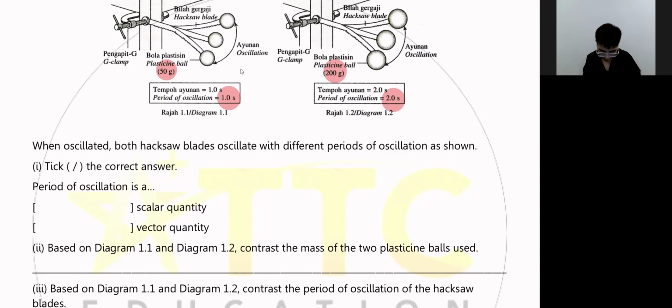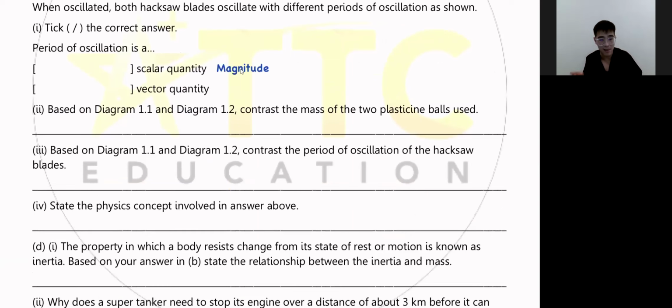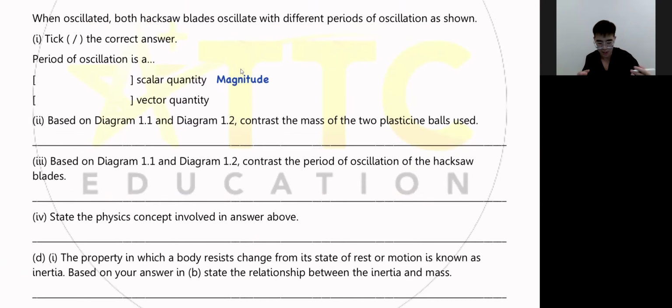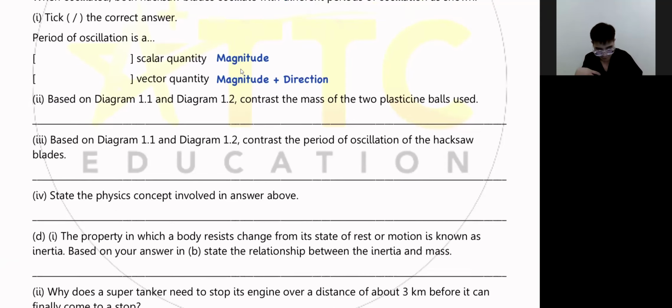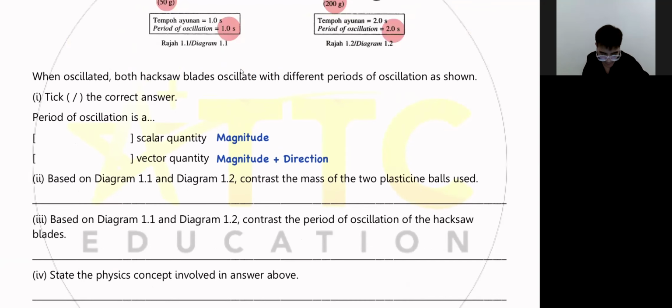Scalar quantity means a quantity that comes with magnitude. Magnitude means number. So whatever quantity comes with a number only is called a scalar quantity. The other one is called a vector quantity. We categorize a quantity as a vector quantity when it has magnitude, which like I said means value, a number, and also direction. So those quantities that come with direction and also value, we call them vector quantities. Magnitude only, then, is the period of oscillation.